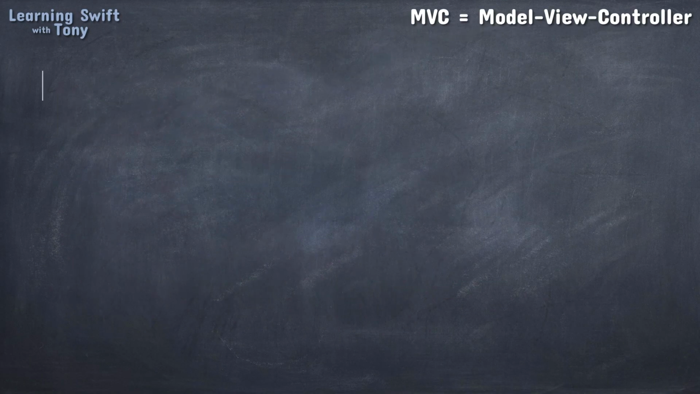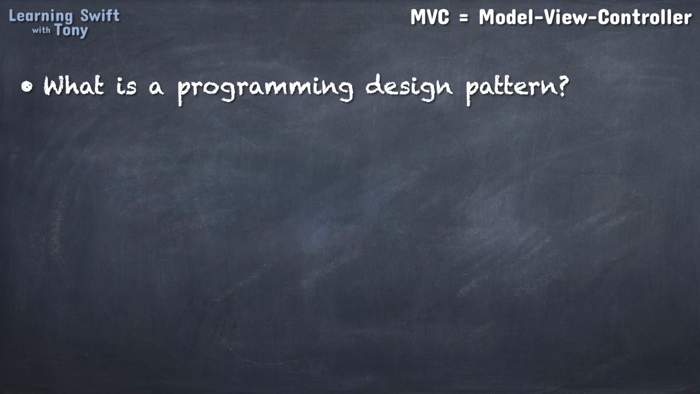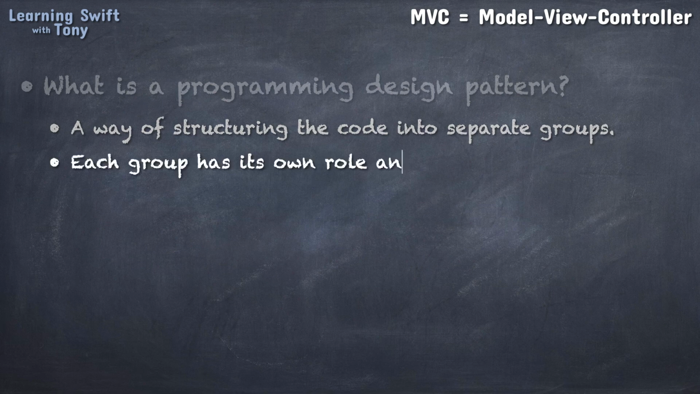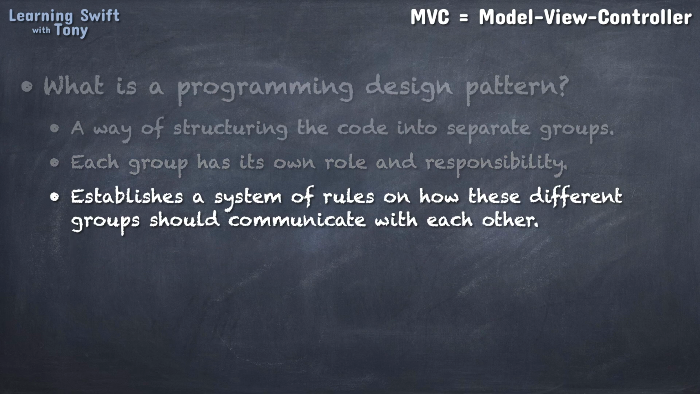MVC is one of the programming design patterns used in the industry today. A design pattern, in general, is a way of structuring or organizing the code in a software application into separate groups, or camps. Each of these groups gets its own role and responsibility in the overall project. In addition, a design pattern also defines a set of rules on how these different camps should communicate with each other. It all comes down to separation of concern, something very familiar to those used with object-oriented programming.